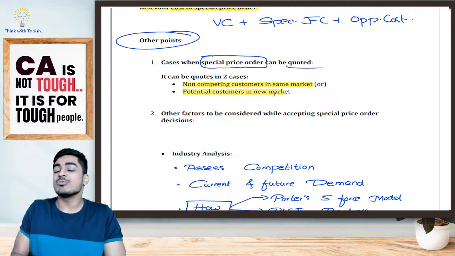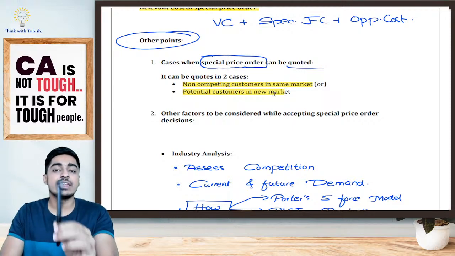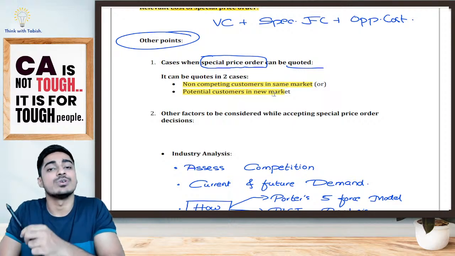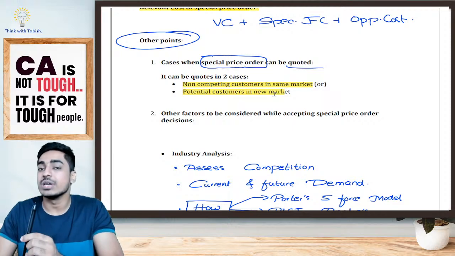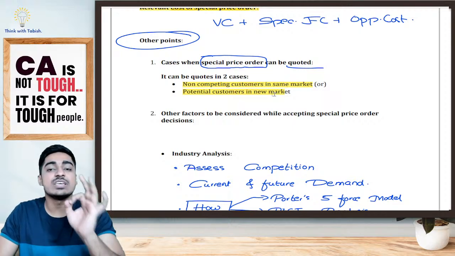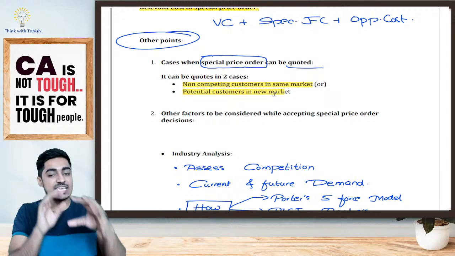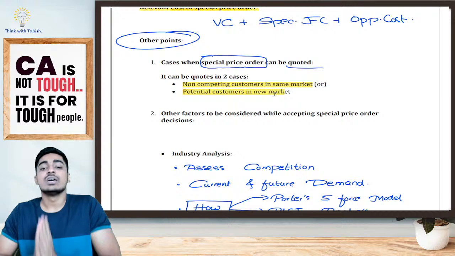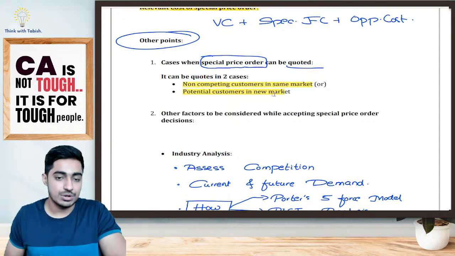Suppose I am going to a new market. Suppose I am selling this pen everywhere in India at 200 rupees. But I am planning to export. It is a new market. I can sell it at 100 rupees because it is a different market altogether. Clear? So a special price can be quoted only in two cases. If it is in the same market, it should be a non-competing customer, or else it should be a customer in a new market. Only then can we quote a special price order.